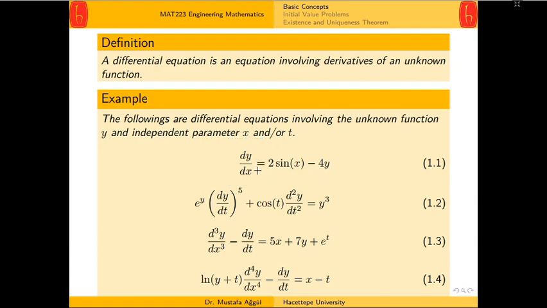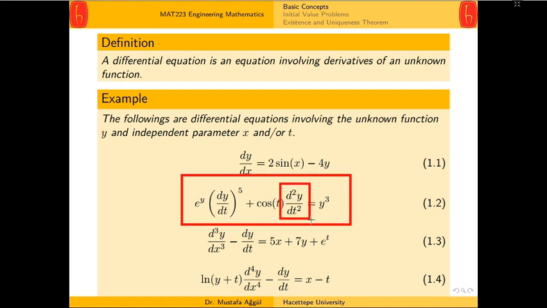So we call this differential equation a first order differential equation. In this example we have derivative terms this and that. For this one the order of the derivative is 1, and here the order of the derivative is 2. So this will determine the order of the differential equation, and the order of the differential equation is 2, we'll say.